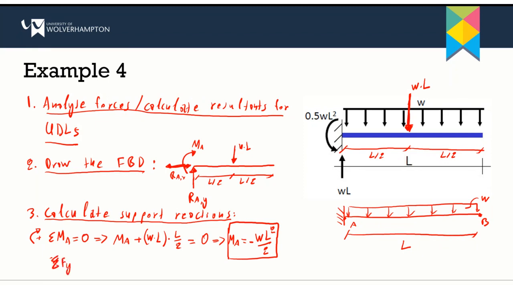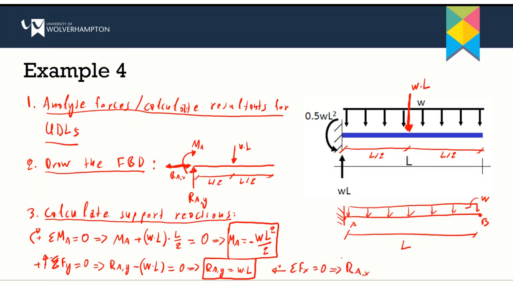Now, if I get the sum of forces in y direction, it has to be equal to 0. So let's assume that the ones pointing upwards are positive. This means that RAY minus W times L, which is the resultant, equals 0, or RAY equals WL. Finally, if I get the sum of forces in x direction, it has to be equal to 0. I can see that I have RAX in my free body diagram always, which has to be equal to 0. So here I have calculated the support reactions.